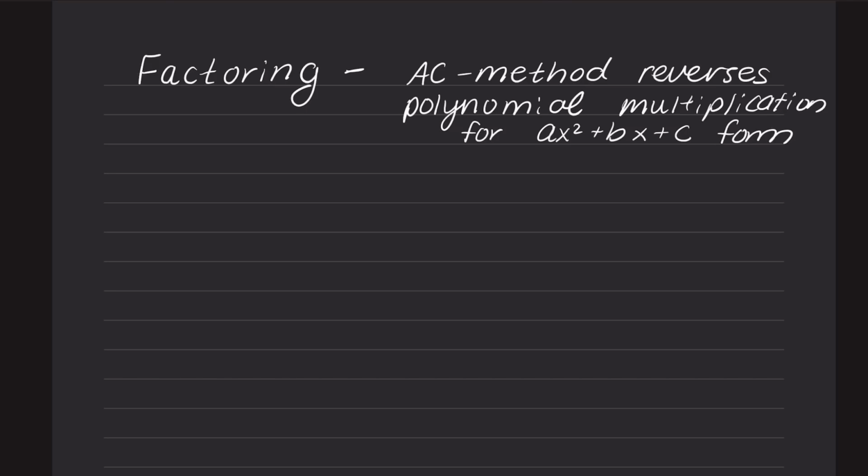In this video, I'm going to be talking about how to factor any quadratic, that's a polynomial of degree 2. And we're going to be using the AC method. Really, this is just a method that reorganizes and basically reverses the distributive property.